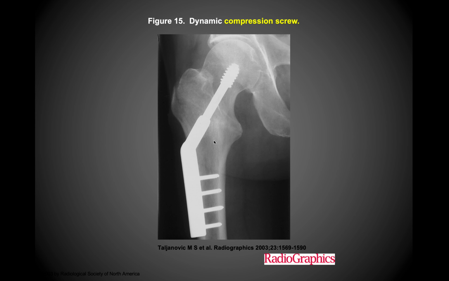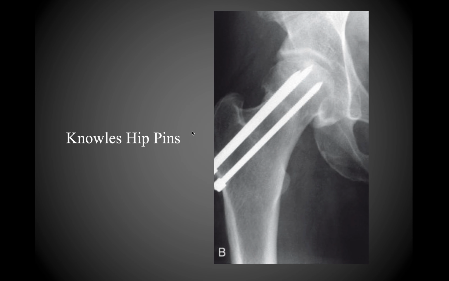This is an example of a dynamic compression screw that's been inserted into the femur in order to treat a femoral fracture. So you can see how there's several screws down here that are anchoring the device in place along the shaft of the femur, and then you can see how the other part of the device has been screwed into the head of the femur in order to provide that stability to the hip joint, or to the proximal femur.